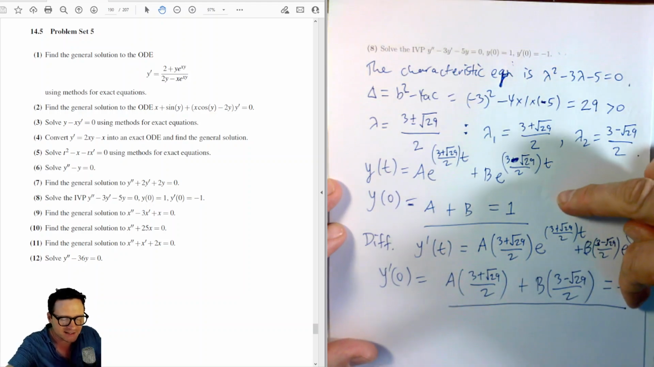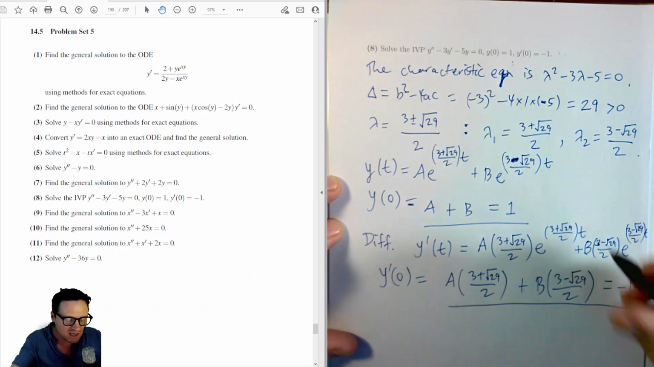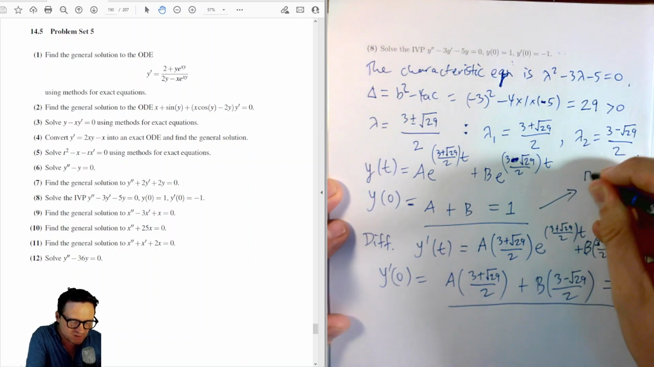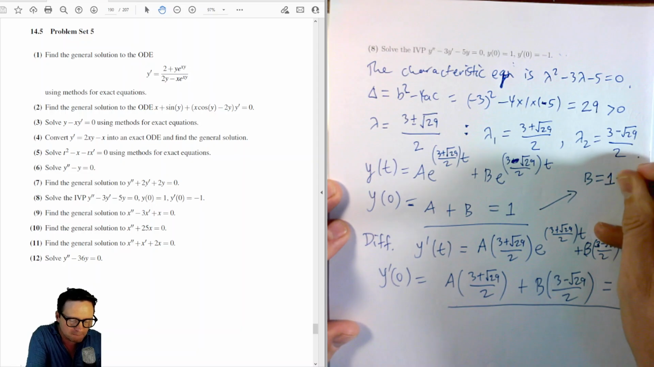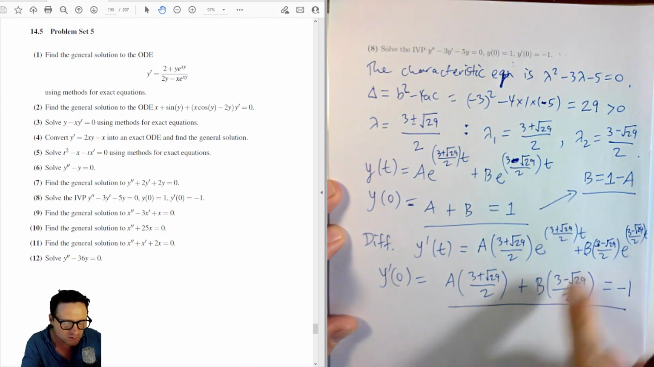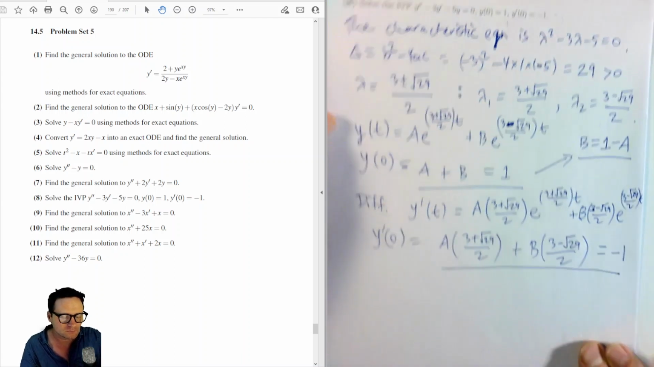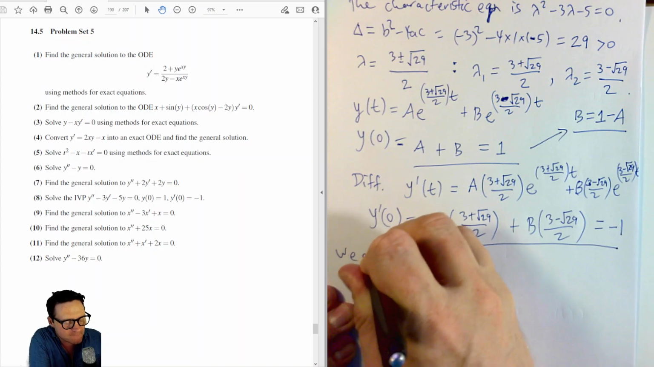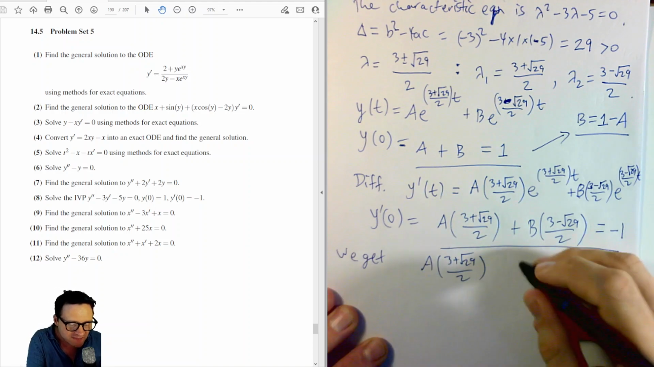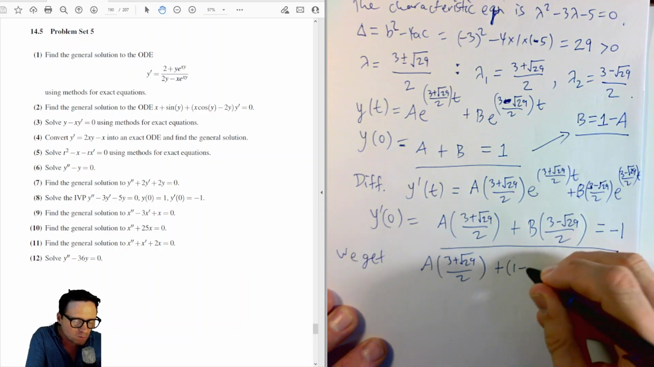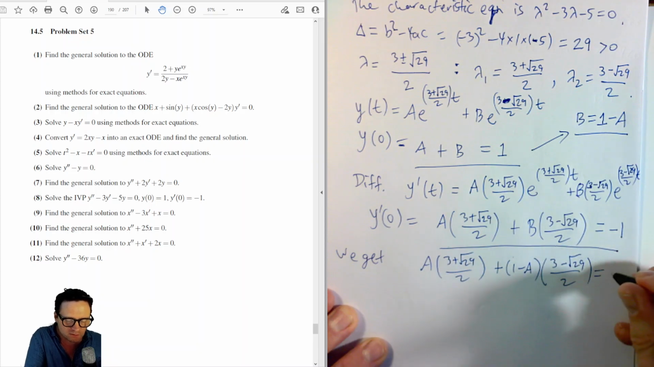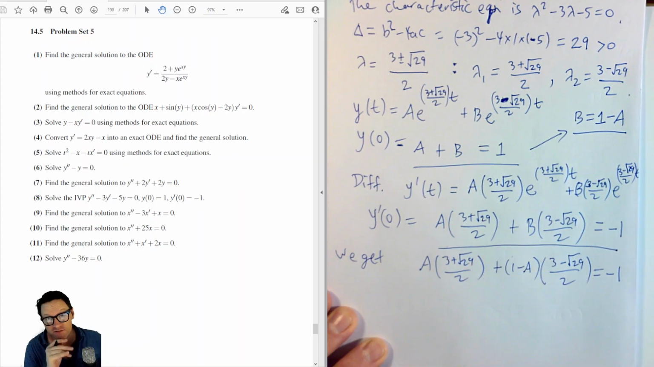So we have two simultaneous linear equations in a and b to solve. Okay, but let's do this via substitution, because this right here, we can express as b equals 1 minus a. Okay, and so now everywhere where we see a b, we can put 1 minus a. So we get a times (3 plus root 29) over 2, and then plus (1 minus a) times (3 minus root 29) all over 2, and this is equal to minus 1. Okay, and now we can solve this equation for a.